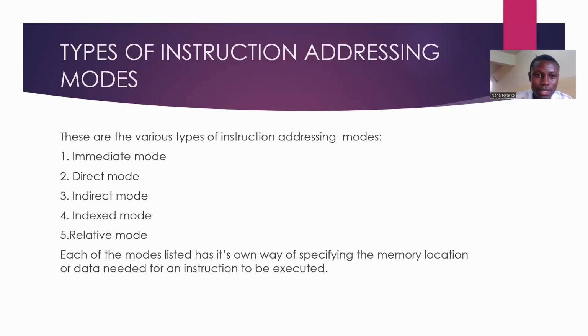So we have types of instruction addressing modes, and we have immediate mode, direct mode, indirect mode, index mode, and relative mode. Each of the modes listed has its own way of specifying the memory location or data needed for an instruction to be executed. So from here, Aaron will come and explain the rest, the types of the instruction addressing modes.